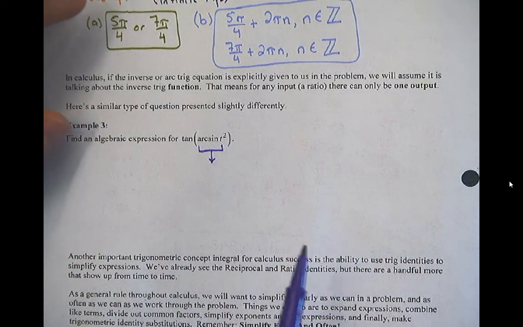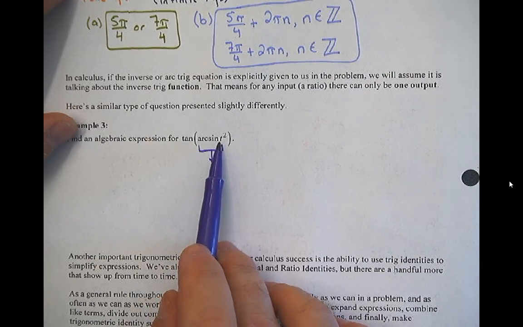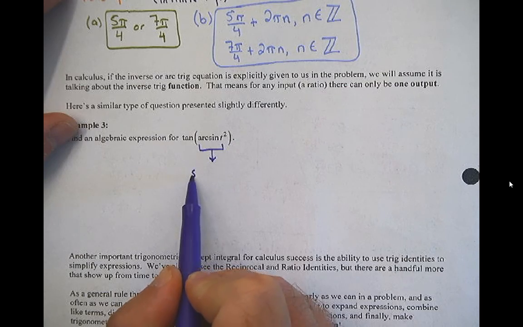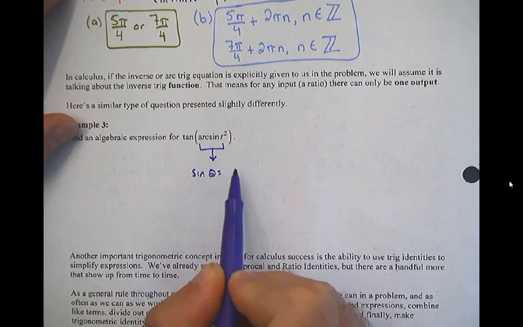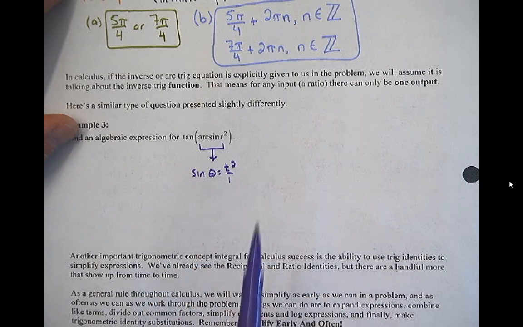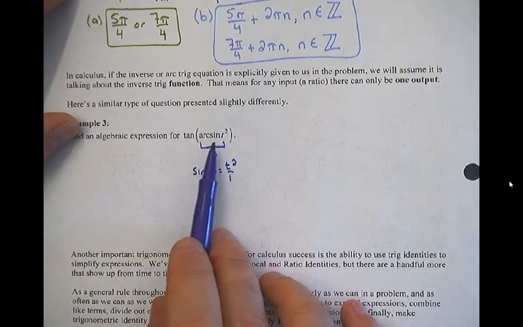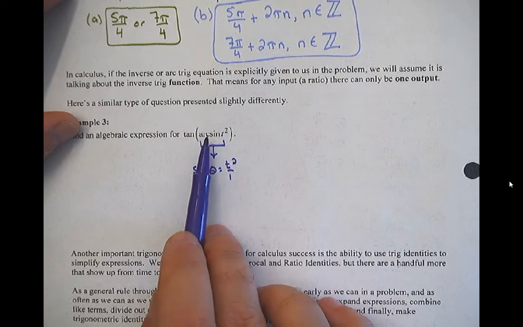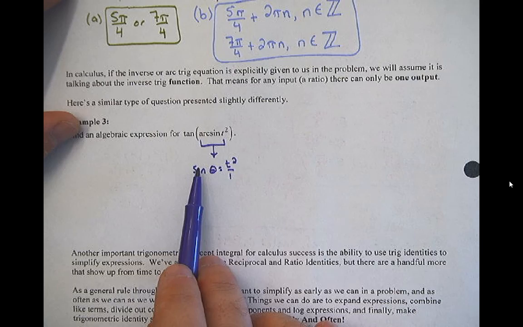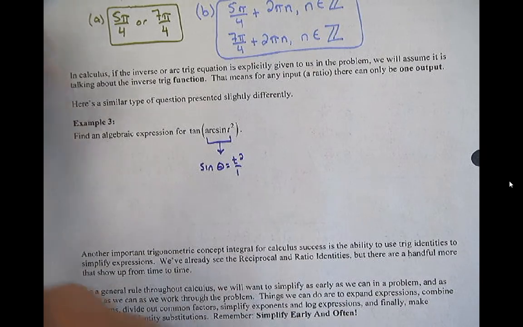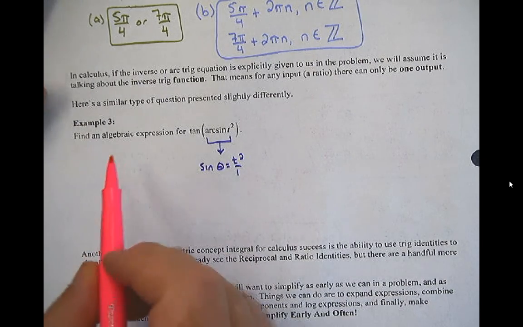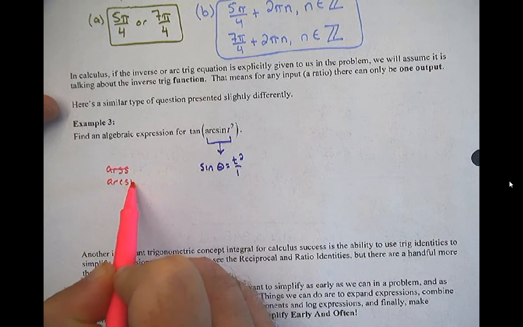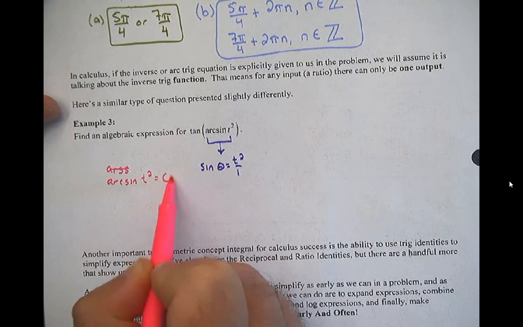So I know that arc sine is t squared, which means sine of whatever the angle is, is t squared over 1. That's what that's telling me. Arc sine finds angles. So if I think about this from a different perspective, arc sine is really sine on the other side. Maybe this is confusing. Let me try this. Arc sine of t squared is equal to some angle.